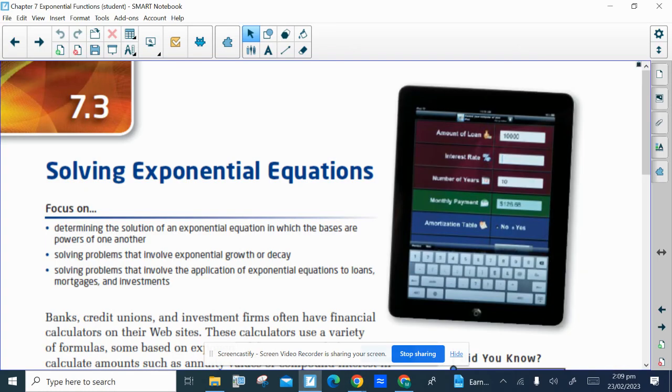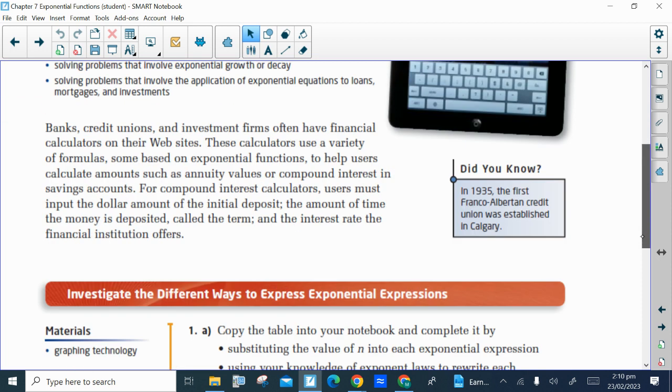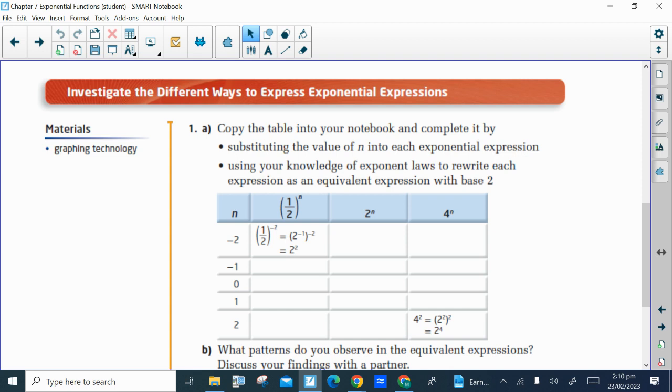All right, so the last lesson in this chapter, and then again, quiz on Monday, is solving exponential equations. So we'll determine the solution of an exponential equation in which the bases are powers of one another. We'll solve problems that involve exponential growth or decay, as well as look at applications of exponential equations to loans, mortgages, and investments.